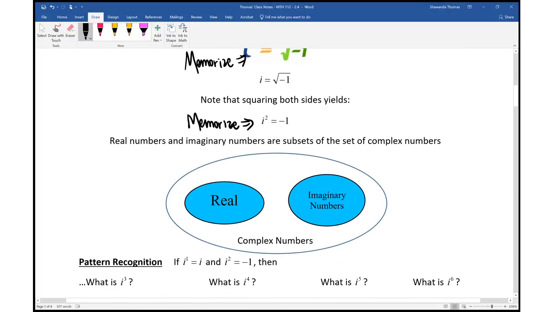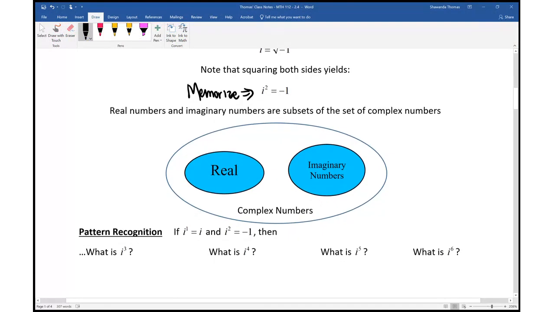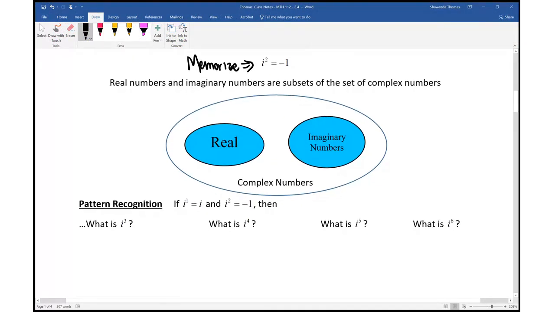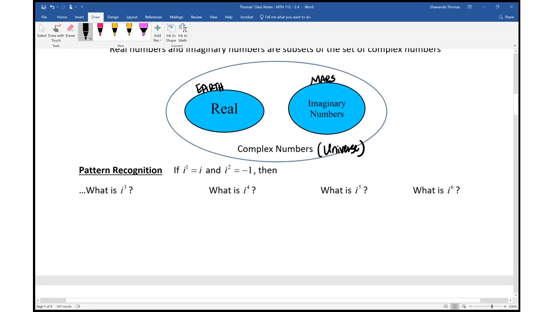Real numbers and imaginary numbers are subsets of the set of complex numbers. So if you look at this egg right here, representing complex numbers, let's just imagine that's like the universe. If you had to compare it to something, that's like the universe. And we were on Earth over here on the real number system. And now we are exploring another planet. Let's call it Mars. We are exploring the planet of Mars now, seeing what its environment is like, seeing what the different rules are on this planet. So let's first discuss pattern recognition.